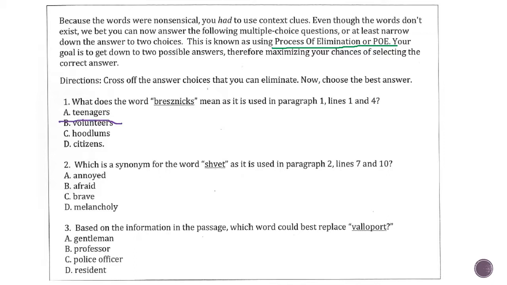Pretty sure it's not volunteers. They weren't doing very nice things. Yeah, they're citizens, but specifically teenagers, yes, but a very specific form of teenager, a hoodlum. This sounds like what we came up with when we were talking about the fact that they're punks or street toughs. So we can say that number 1 is C.